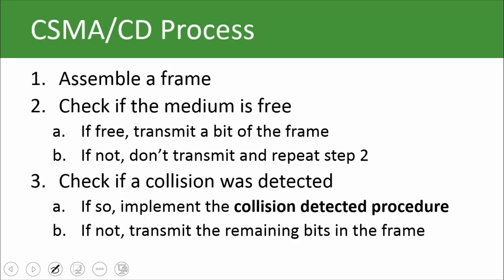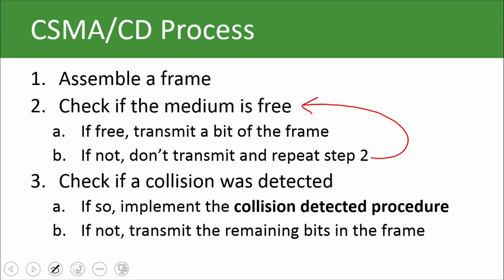the CSMA/CD process. If a computer wants to use an Ethernet network using CSMA/CD, it's going to assemble a frame. It's going to listen to the Ethernet cable to see if the medium is free. If it's free, it transmits a bit. If it's not, it goes back and listens, checking to see if it is free. If a collision is detected, it implements something called a collision detected procedure, which we'll detail in just a second. And if not, it just keeps sending all the bits in the frame.